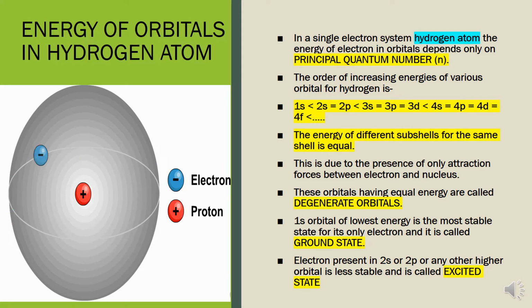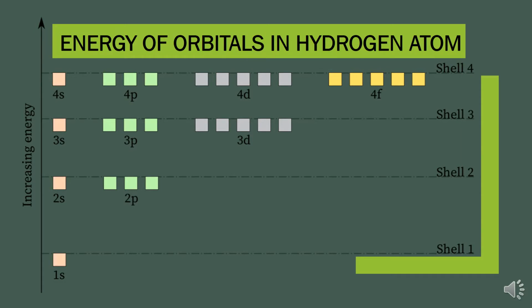The electron of hydrogen is present mainly in the first shell, and that is the most stable state of the atom because it has the lowest energy, and that state for hydrogen is called the ground state. And when the electron jumps to some higher level, it will have higher energy and be less stable, and that state is called the excited state for any atom. Let us see this pattern of energy of orbitals in the hydrogen atom. For each and every shell, all subshells have similar energy.